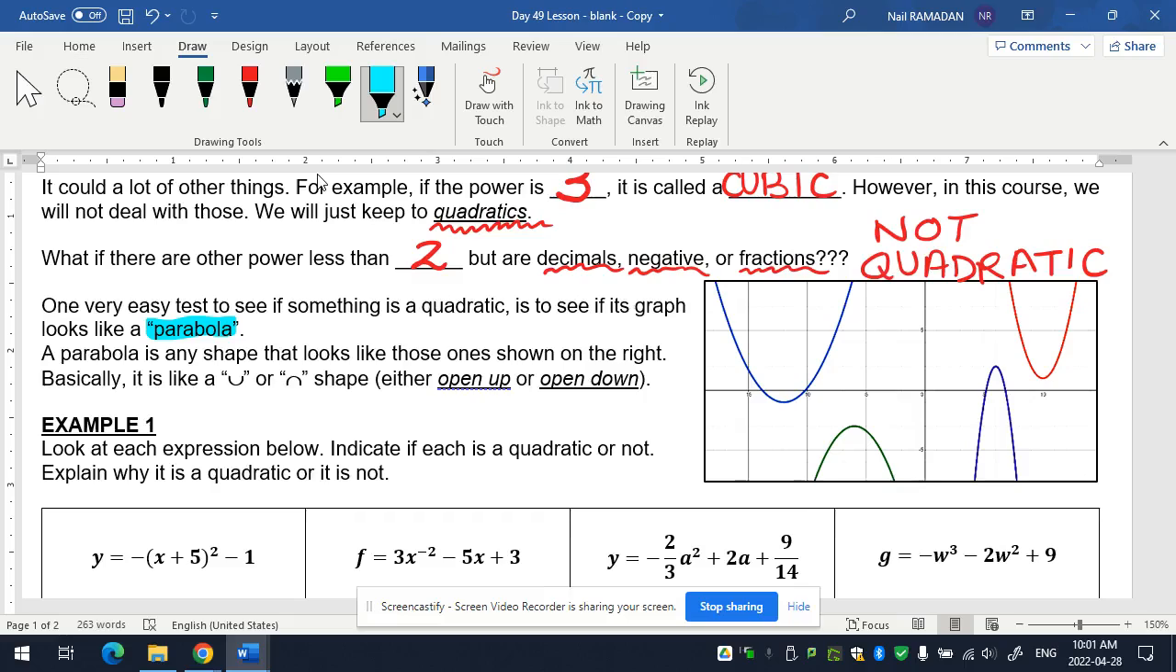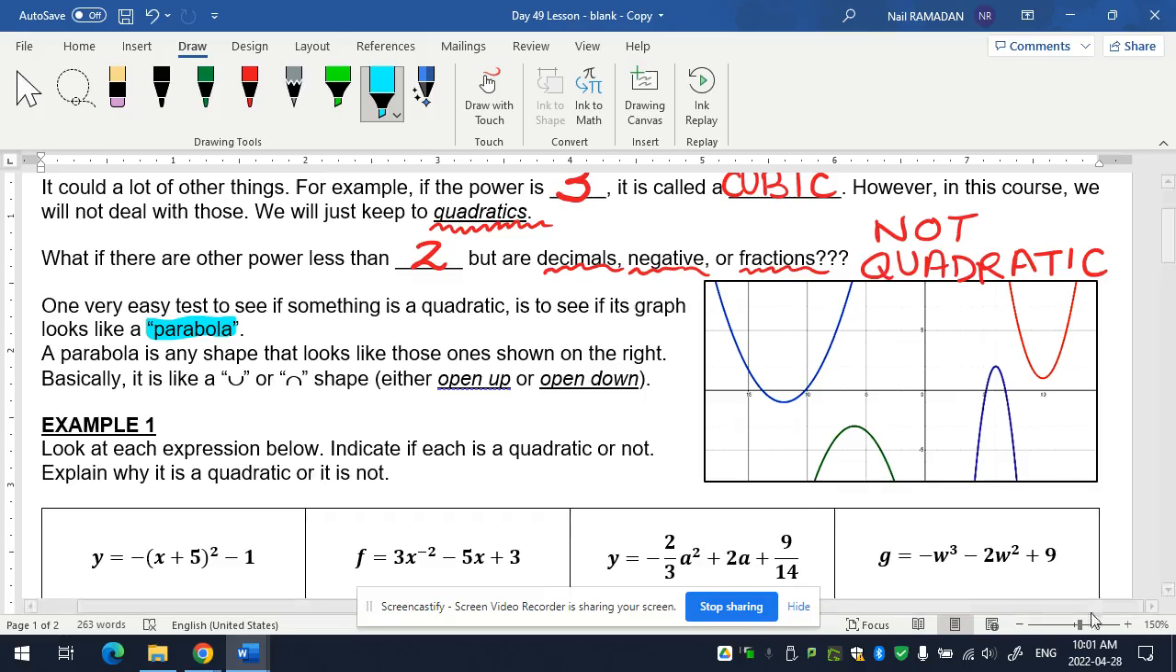Question for you, everyone. How many times is this one cutting the x-axis? 2. How many times is this one cutting? How many times is this one cutting? So they could be cutting as many times, and they could be located anywhere. We're going to talk more about that next week.